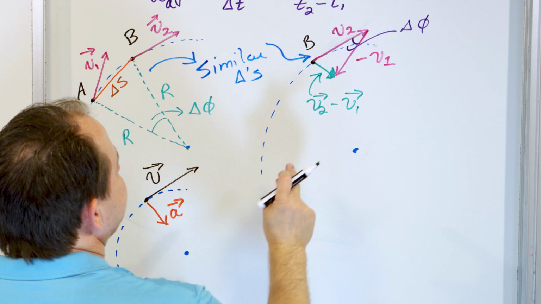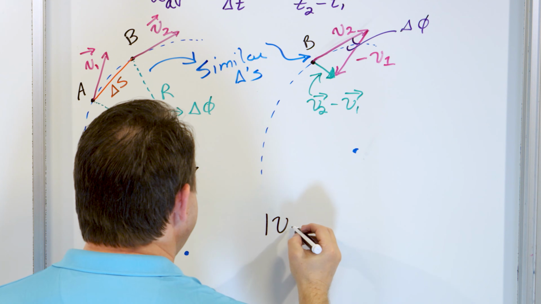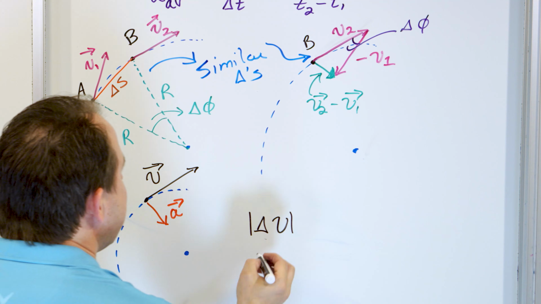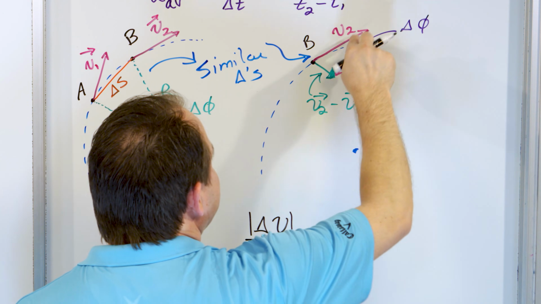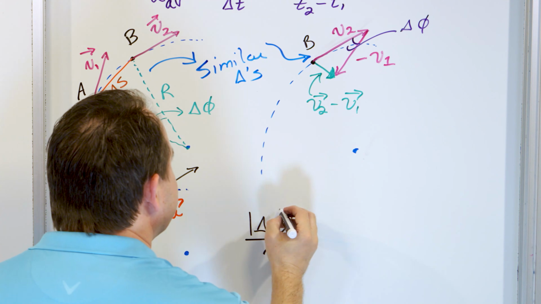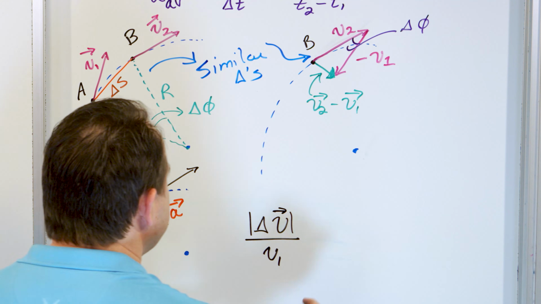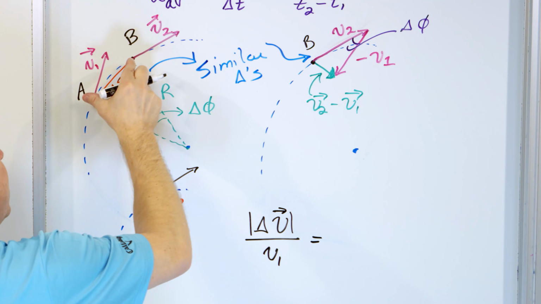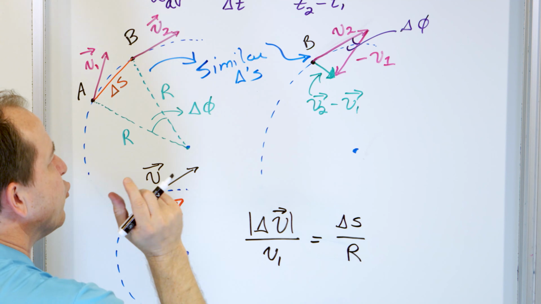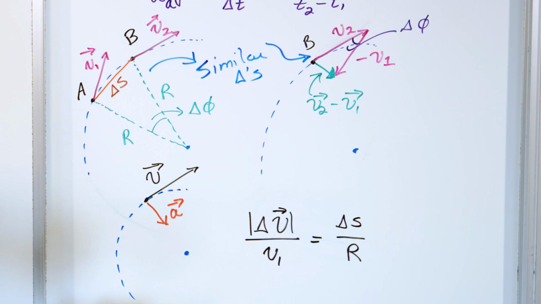Okay, so what we can do is we can say this side, the green side here, if we take the magnitude of it, that's the magnitude of delta V. Magnitude just means the length, right? And then divide that by one of the other sides, the magnitude of V1. This is negative V1, but its magnitude would just be V1, right? So if we take the magnitude of the resultant vector and divide it by the length of one of these other sides of the triangle, that's going to be exactly the same because this corresponds to this side, delta S, compared to R. All we're saying is the ratio between this side of the triangle and this side of the triangle is the same as the ratio of this side of the triangle to this side of the triangle. Why?